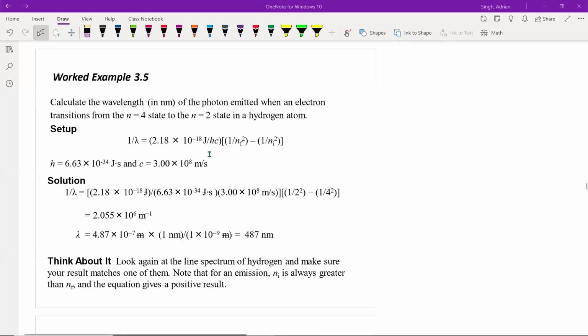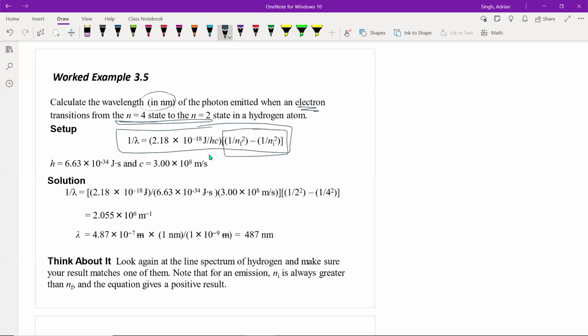Okay, so let's now take a look at an example of a question where we have to do some of these calculations. It says to calculate the wavelength in nanometers of the photon emitted when an electron transitions from the n equals 4 state to the n equals 2 state in a hydrogen atom. So now we're looking at calculating the wavelength. We're going to use our equation that we saw previously: 1 over lambda equals 2.18 times 10 to the negative 18 joules over h times c. Then the important thing here is this part of the equation.